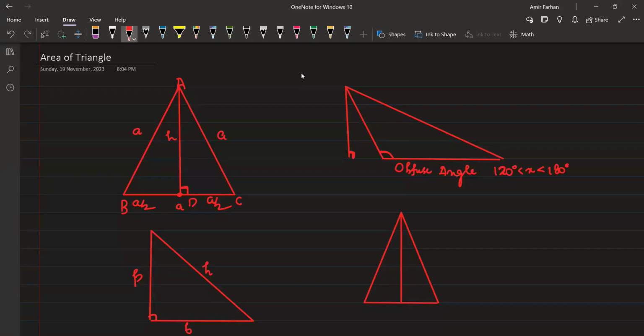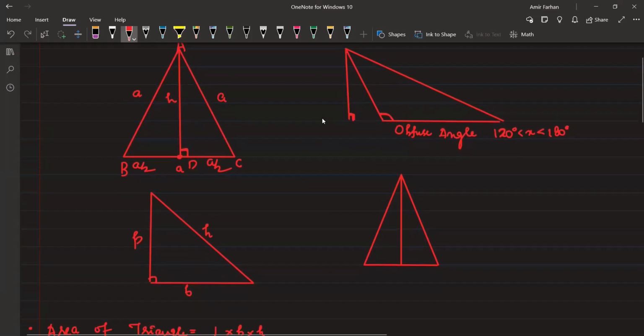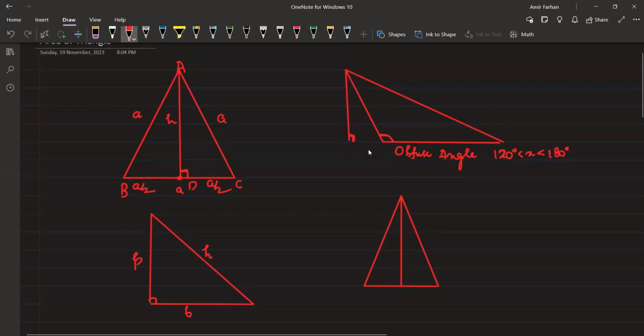Now before starting that, let me give you a basics about the triangles and the angles as well. So obtuse angle is basically the angle which is greater than 120 degree, right? Or specifically you can say greater than 90 degree, and less than 180 degree.